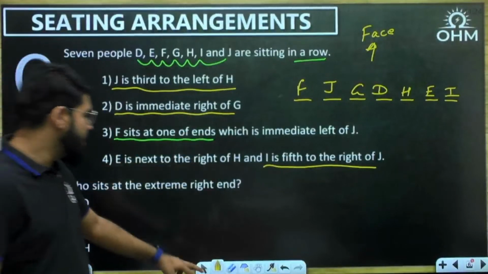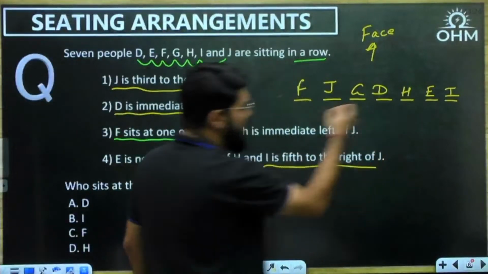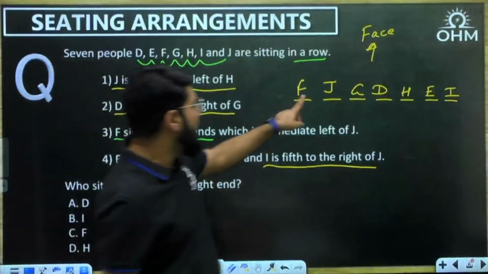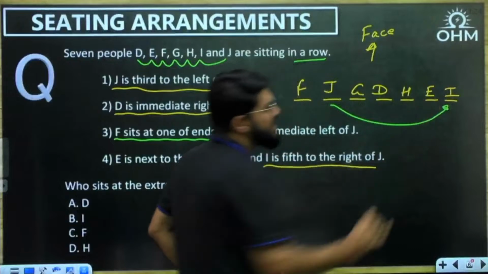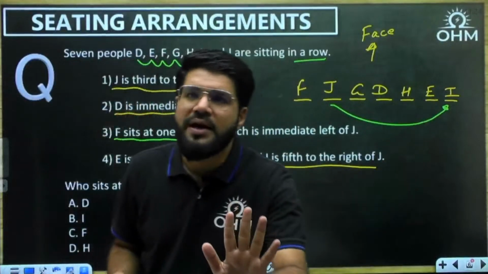Who is at the extreme right end? See, anyways, extreme right end we got in middle also. Okay, as soon as you read this statement, I is 5th to the right of J. Okay, we got the extreme right.